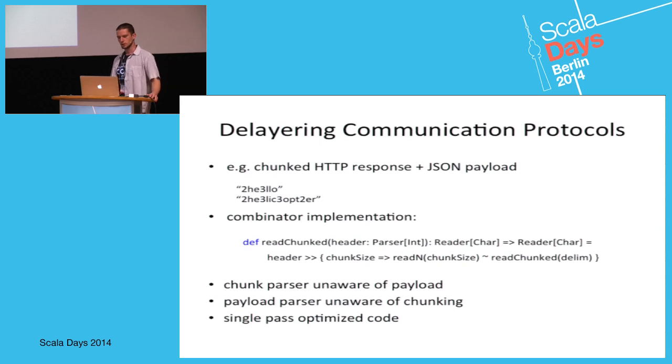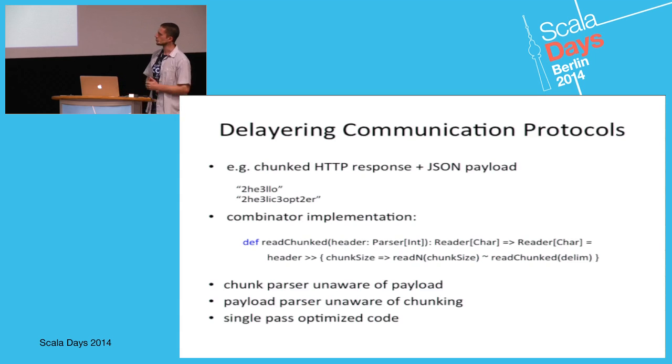Another interesting thing, taking this one step further, is that since it's all combinators, we can build layered parsers as well. If you look at HTTP, there are these chunked HTTP responses. In a simplified way, it looks like this. You have an integer which says now you need to read 2 characters, and then there are the 2 characters, and there's another integer which says now you need to read 3 characters. If you decode this, you would just get hello or helicopter or something like this. But you need to combine parsers for 2 protocols to do this efficiently.